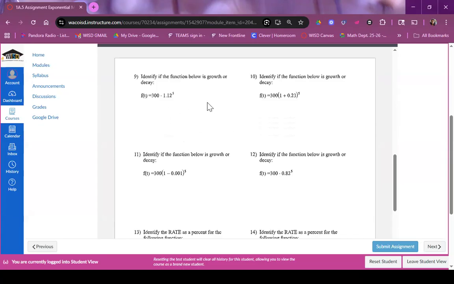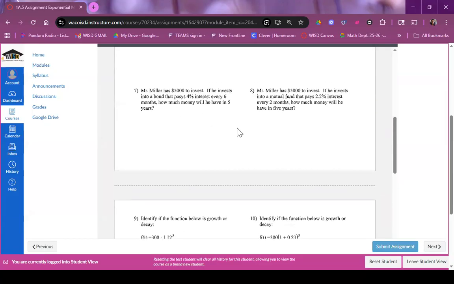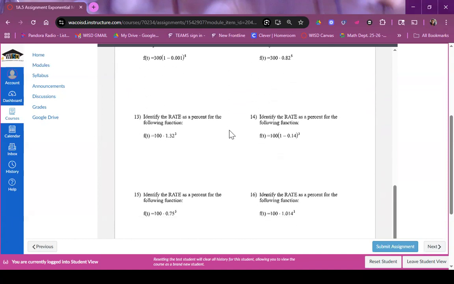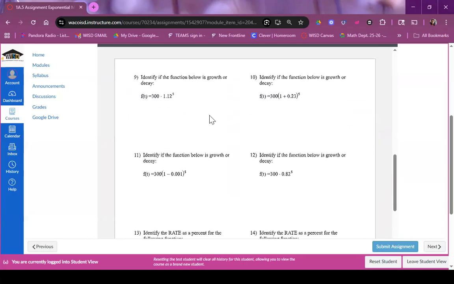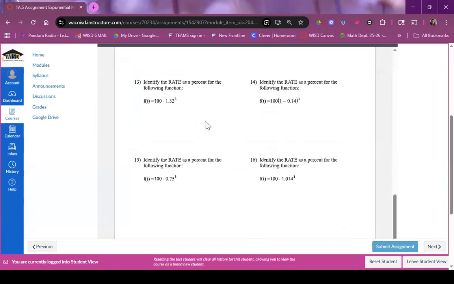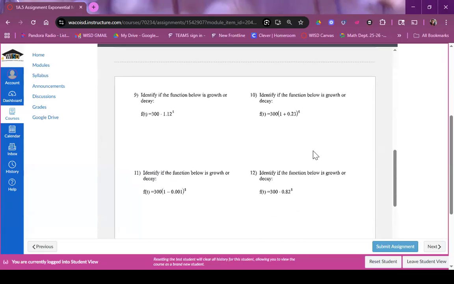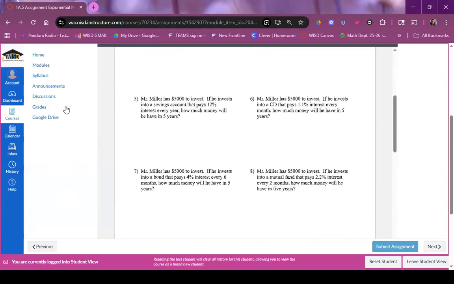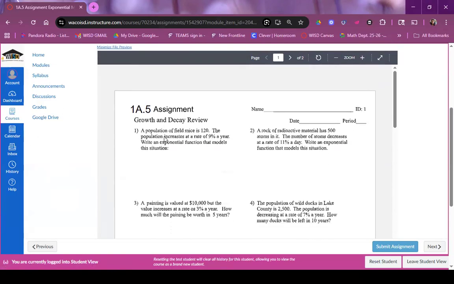All right, on the last page, it looks like a lot, but all you're doing is telling me whether it's a growth or decay. Okay? So at the beginning, you're setting it up and answering the questions, right? 1 through 8, just like we did. On 9 through 12, you're telling me if it's a growth or decay. And then 13 through 16, you're telling me what was the rate. Okay? So what percent was I losing or gaining by? Got it? All right, does that sound doable? Does it sound fair? Does it match what we learned? Yes. Questions, comments, concerns about today or what is expected for you to do on your assignment?